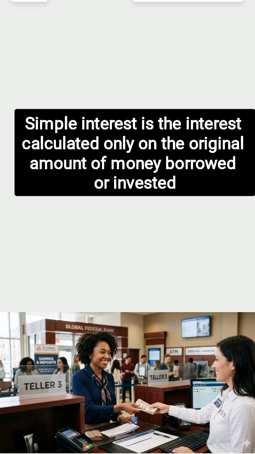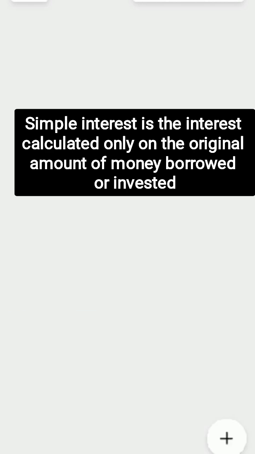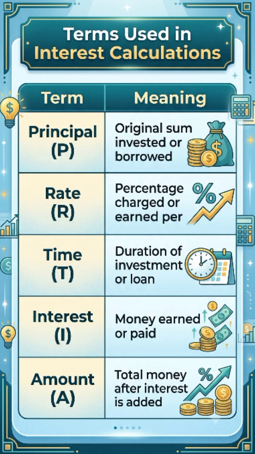So what are the terms used in simple interest? For us to solve any calculation involving simple interest, the following terms must be understood. The first one, we have principal. What's the meaning of principal? Principal means the original sum invested or borrowed. If you borrowed 300,000, that amount is what we call the principal. It is not the interest that is added. The original sum you borrowed, or the original sum you invested, that's what we call the principal.